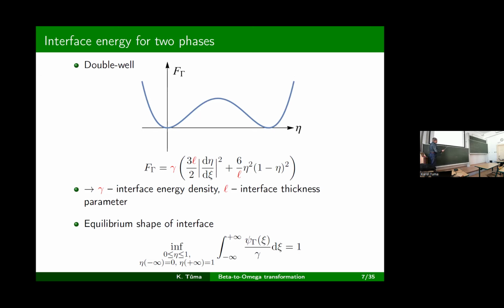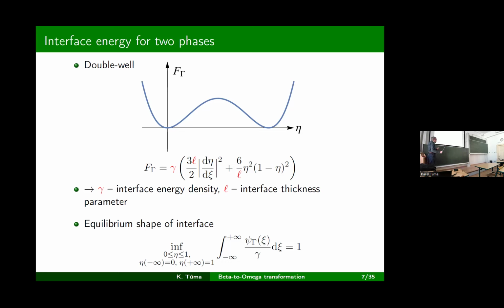It consists of 2 parts, the gradient part and the algebraic part, and the potential is named after the algebraic part. So it is a double well with 2 minima, 0 and 1, and the gradient part makes the transition from one phase to the other phase. It contains 2 material parameters, the interface thickness parameter L and the interface energy density, gamma. As the name suggests, the interface thickness parameter L says what is the typical thickness of the diffuse interface, and the interface energy density is really the energy density.